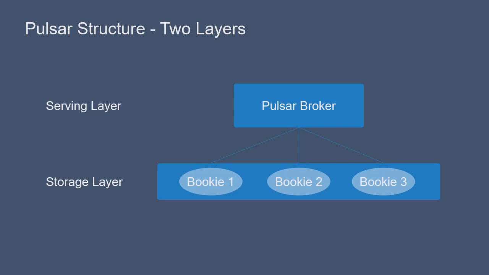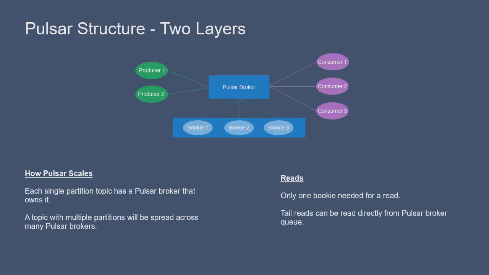Separating the serving and storage layers enables them to be scaled independently, and we'll dive into why that's beneficial in a few slides. Data is sent to Pulsar topics by producers and read from Pulsar topics by consumers. Multiple consumers can read from the same topic. For instance, a retail company might have a machine learning model and an alerting system, both consuming messages from the same inventory database. Each single partition topic has a single Pulsar broker that owns it.